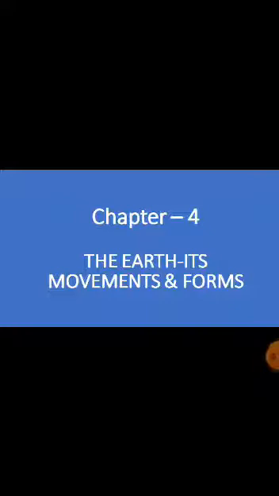In the previous class I explained chapter 4, the earth, its movements and forms. Then major landforms, major domains of the earth, water bodies and continents we have learned. Then I started the types of maps. Two types of maps are there: the political map and the physical map. In the last video I explained about the political map and physical map.